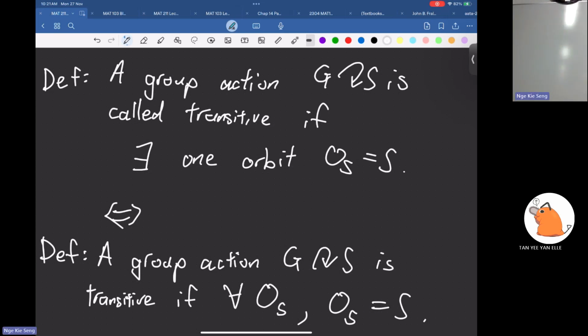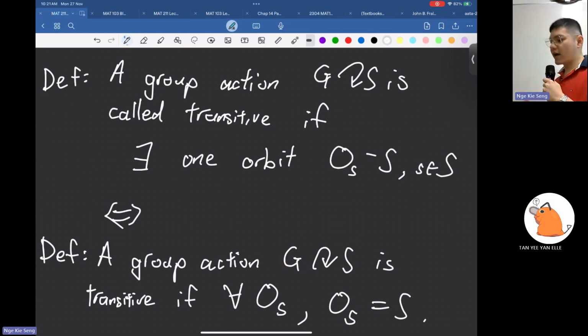So a group action is transitive if there exists an orbit of s equal to X, where the little s here is an element in X. The bottom one is for every orbit of s: if you check all the orbits of X, all of them are equal to the set itself. I claim that these two are equivalent. So why is this equivalent?